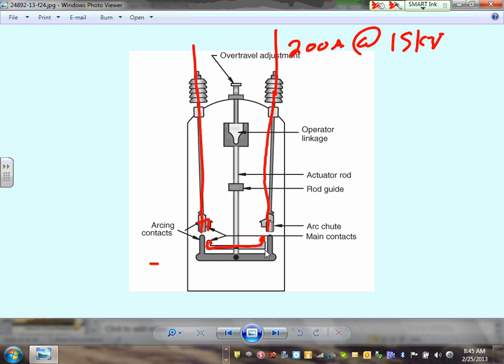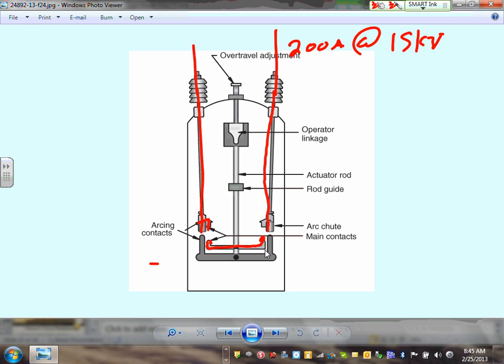So they either do it in air or in oil. Either air or oil circuit breakers. I can't emphasize it more, guys. The idea is how you are going to get rid of this arc when you establish this arc.